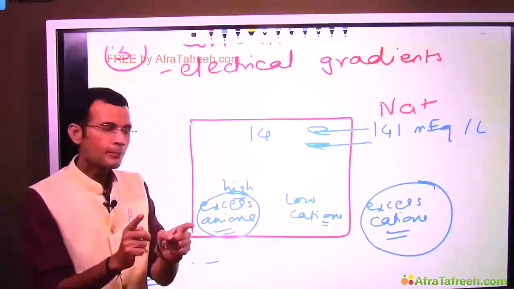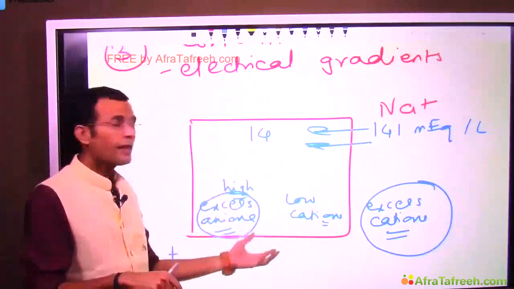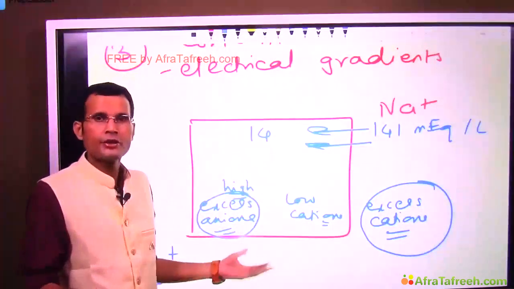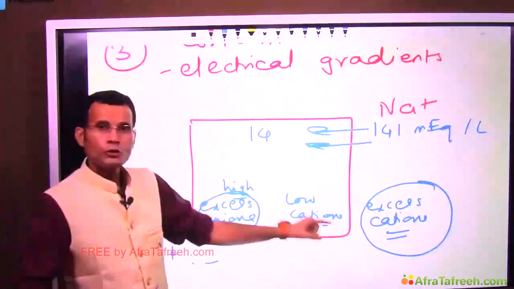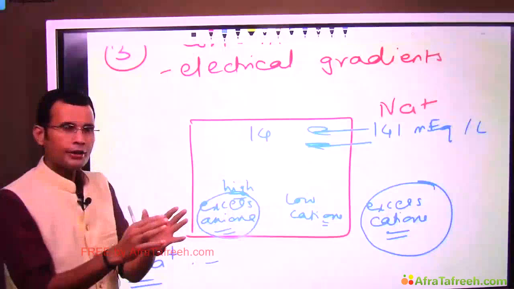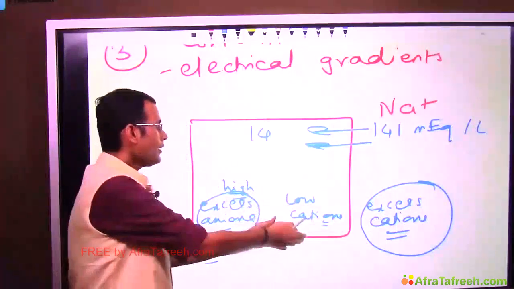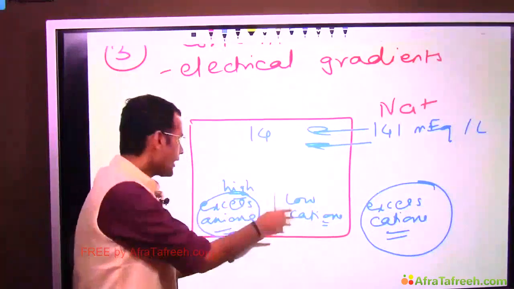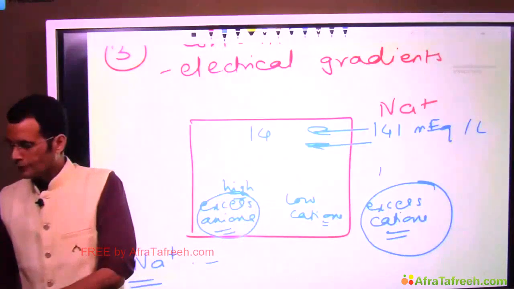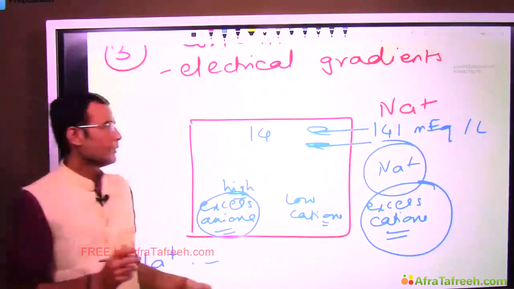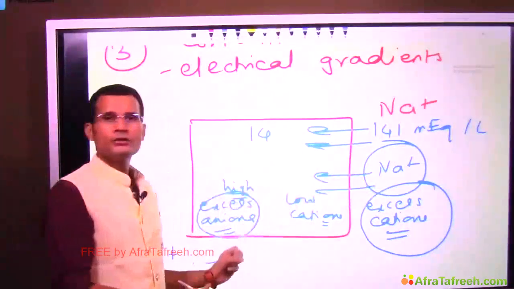So this creates an electrical gradient. We are talking in terms of cations and anions, meaning the electrical charges, and this creates an electrical gradient. So this electrical gradient, with excess cations on the outside of the cell and low cations and high anions inside the cell, causes any cation like sodium to move in from outside to inside.